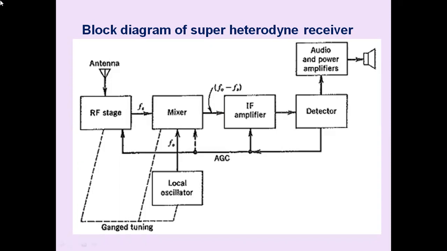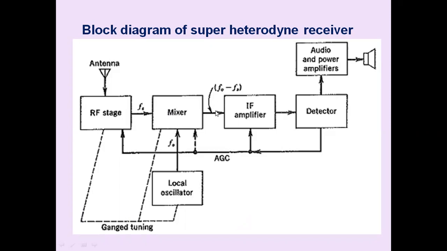I repeat, I want to pick up a signal which is there on the 1000 kilohertz channel. Tune it to 1000 kilohertz by using gang tuning. When we are tuning it to 1000 kilohertz, the local oscillator is simultaneously tuned to 1000 plus 455 kilohertz. That means the local oscillator is providing a frequency of 1455 kilohertz. Now the mixer generates the sum and difference. We are interested only in the difference frequency, selected by the bandpass filter. This F0 minus Fs is 1455 minus 1000, 455 kilohertz. This is the IF frequency.